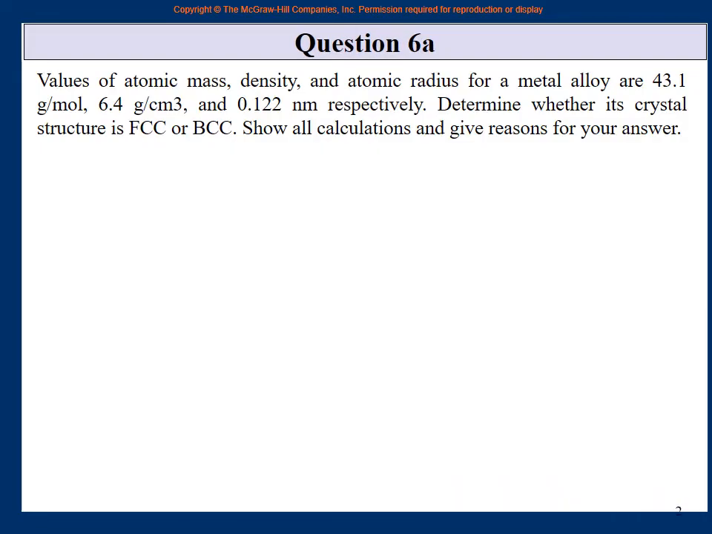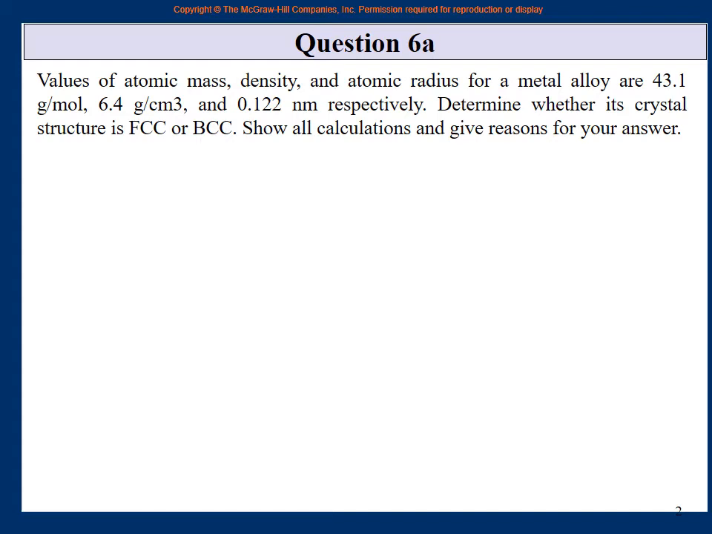Let's go to the next question, 6a, according to our numbers. Values of atomic mass, density and atomic radius for a metal alloy are 43.1 gram per mole, 6.4 gram per centimeter cube and 0.122 nanometer respectively. Mass, density, atomic radius are given. Determine whether its crystal structure is FCC or BCC. Show all calculations and give reasons for your answer.